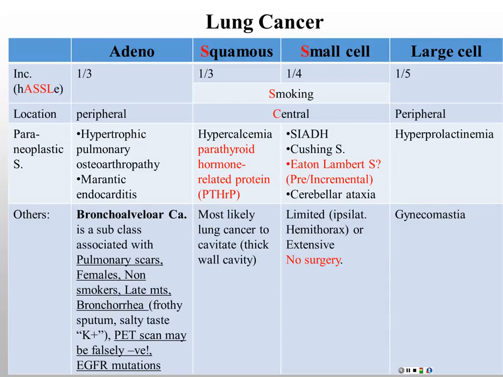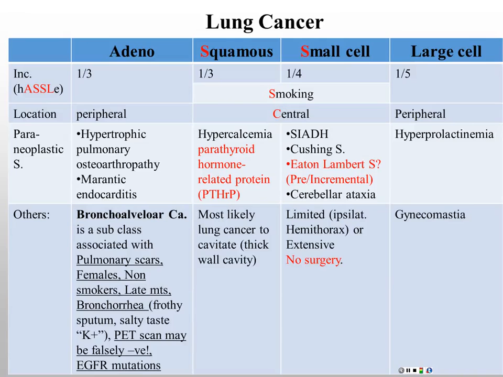You may have Eaton-Lambert syndrome with small cell. You have to differentiate it from myasthenia gravis. Usually Eaton-Lambert syndrome, the problem will be presynaptic. Myasthenia gravis will be a post-synaptic problem. You will have to differentiate with electrical stimulation. You will have a decremental response in myasthenia gravis, while you will have an incremental response in small cell cancer. You have to remember there is no surgery for small cell as well.